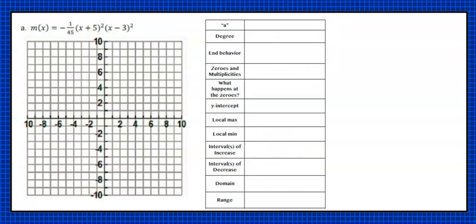Okay, so this is number 5a, and we're asked to graph and complete the table for each polynomial. So I usually just ask for a sketch on these, but I'm going to go over to Desmos and graph this one over there.